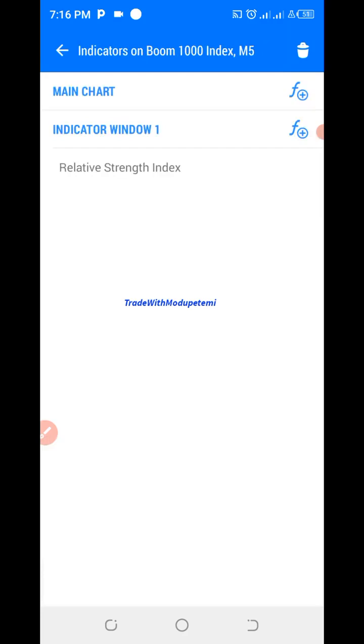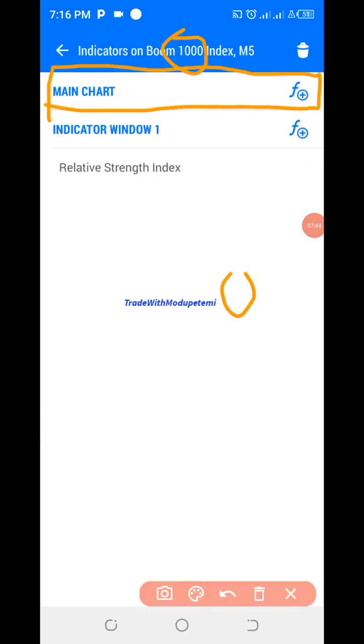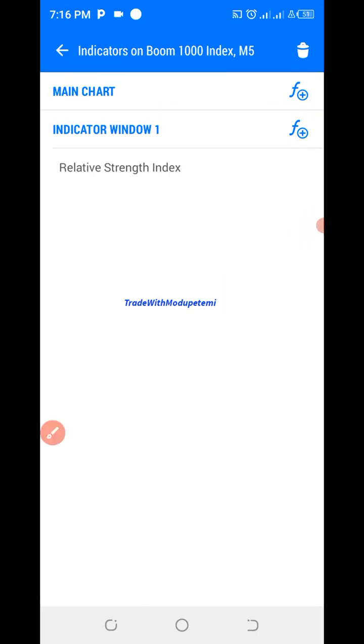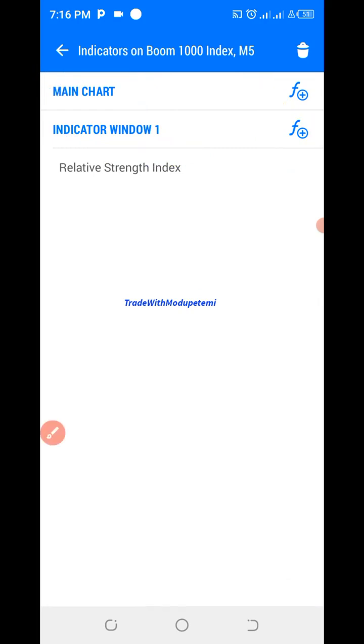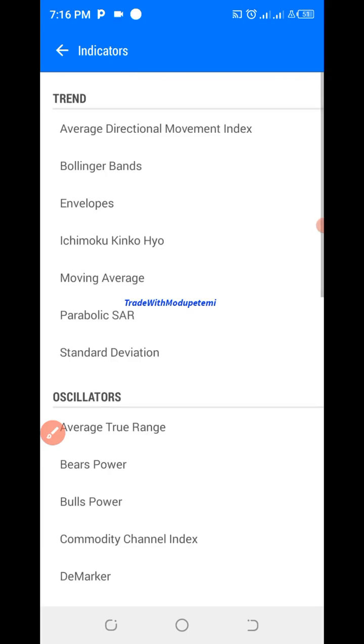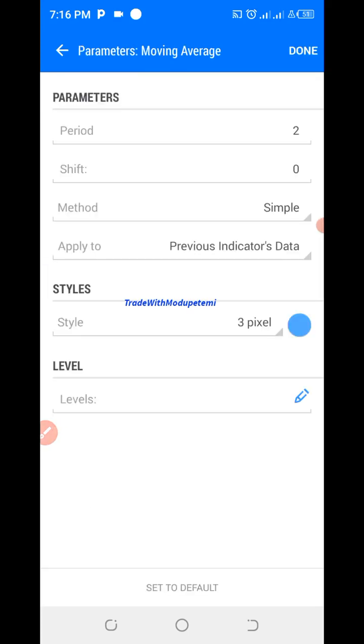You click on this F plus again. You click on this F plus here, and not this, because we are not adding any indicator on our main chart. It's strictly our indicator window 1. Then you look for our moving average. The first moving average we're going to use has period 2, shift 0, method simple, apply to previous indicator data.